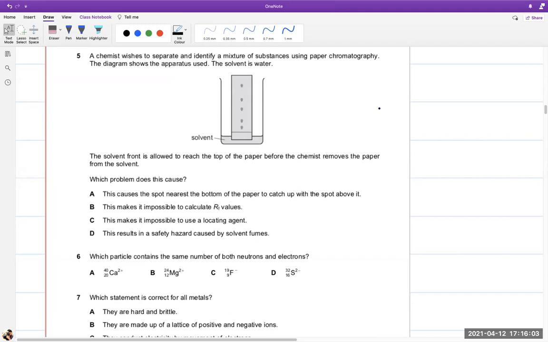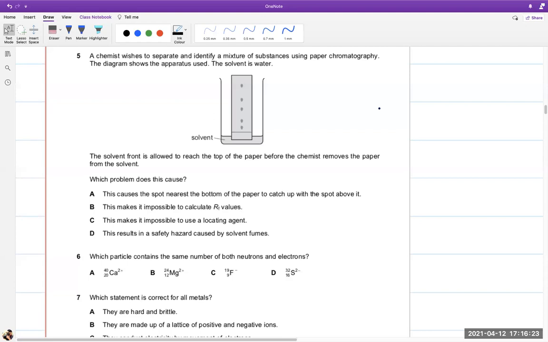Like there is a way to measure reactant, but again, वो minus करके उसका आंसर होता है. All right, what's happening here? A chemist wishes to separate and identify a mixture of substances using chromatography. Solvent is water, so not that volatile. Solvent front is allowed to reach the top of the paper before the chemist removes the paper from the solvent.